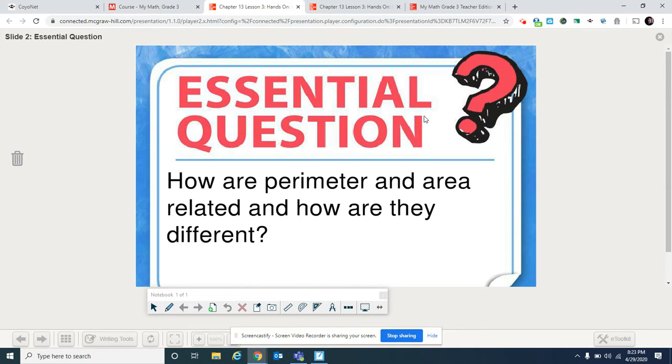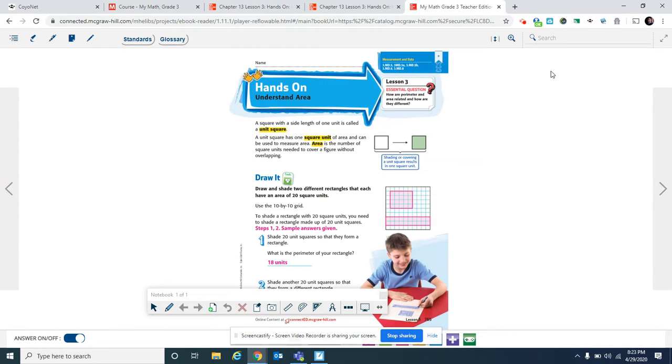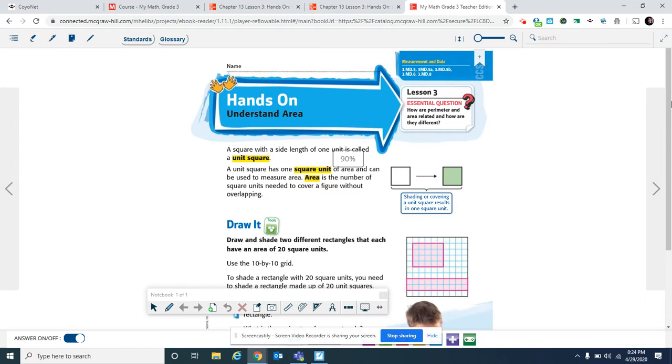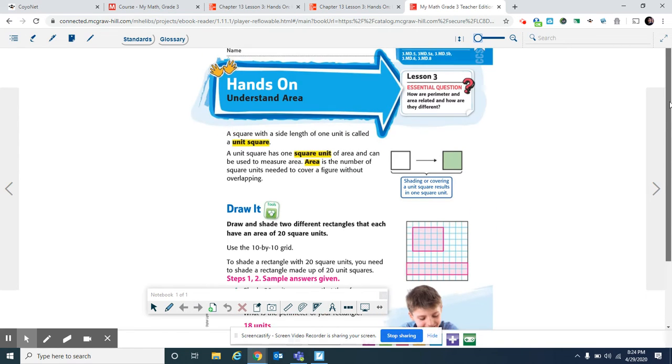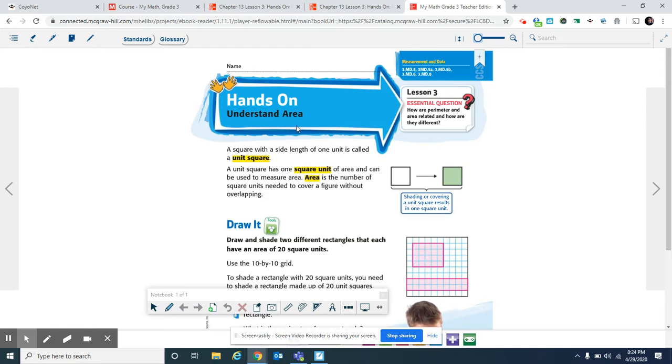Okay. So when you're ready, please get your book and open it to page 765, which is lesson 3, hands-on understanding area. Now, before we start, let me ask you something. What is area for you guys? And also, what is a unit square? Any idea about that?